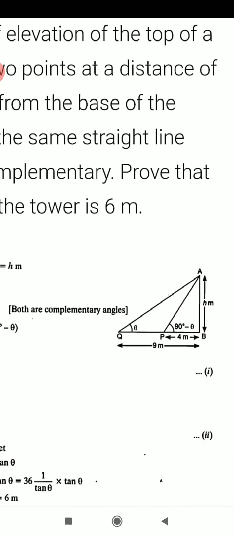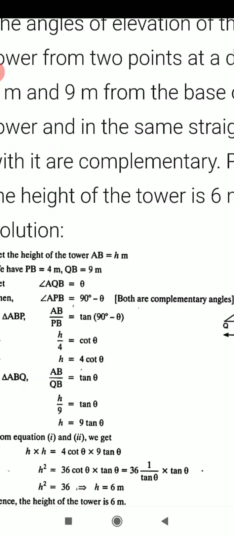Question 16. The angle of elevation of the top of a tower from two points at distances of 4 meter and 9 meter from the base of the tower, in the same straight line with it, are complementary. Prove that the height of the tower is 6 meter. What is the meaning of complementary angle? If the sum of two angles is 90 degree, then they are complementary to each other. Let angle AQB in the figure be theta and APB is complementary, therefore it is 90 minus theta. Okay, this you have to understand.